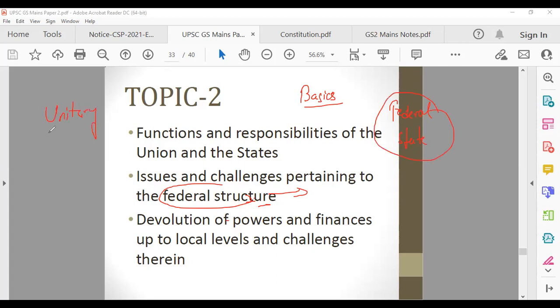So again, comparison has to be done between things like federal and unitary, parliamentary and presidential, republic and monarchy. Don't compare federal with republic. That is stupid, right? And that's what many people do. You may feel like, sir, who does that? But yes, people do that.